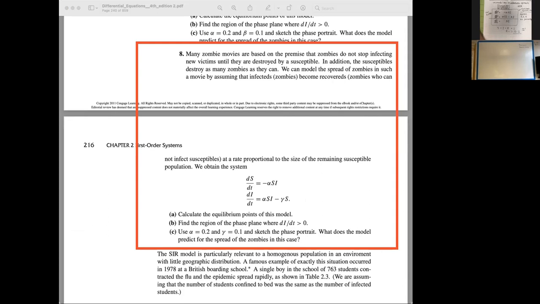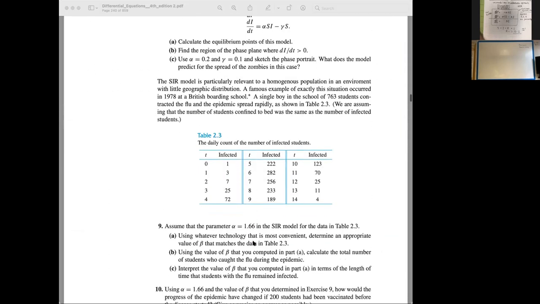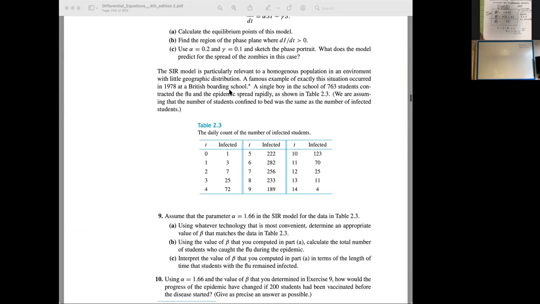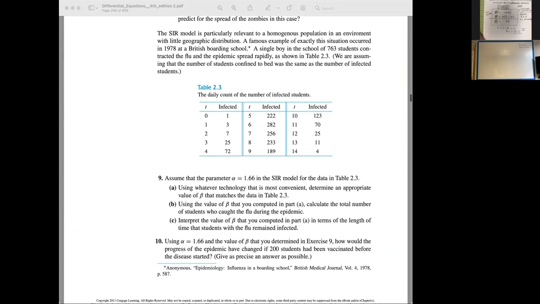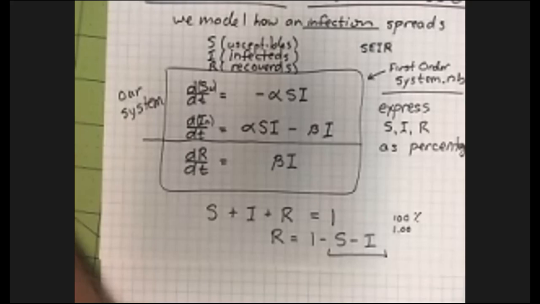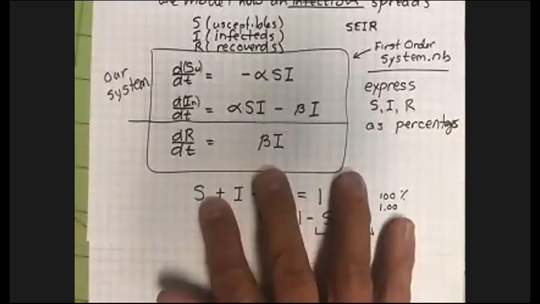And so in the last problem here, he actually brings a physical case from a boarding school in Britain in the 1970s and looking at the spread of what was the epidemic. It was flu. Okay, so I'm gonna have to bring the graphics next time. I apologize for not having time to do the graphics right now.